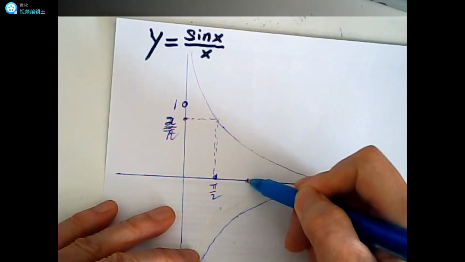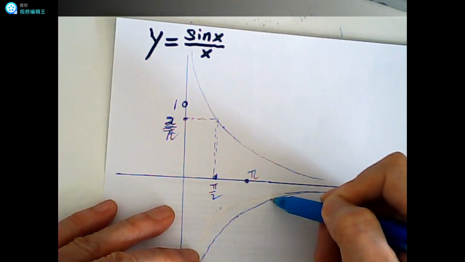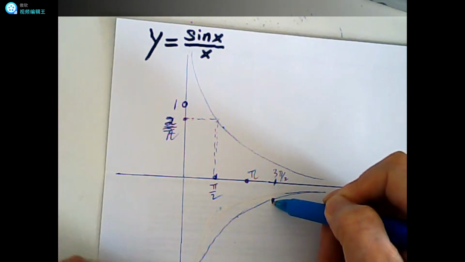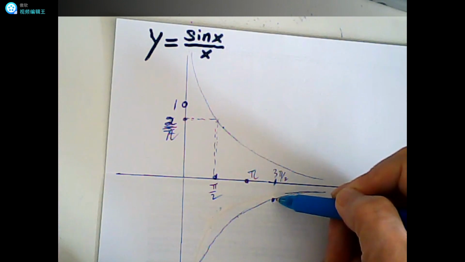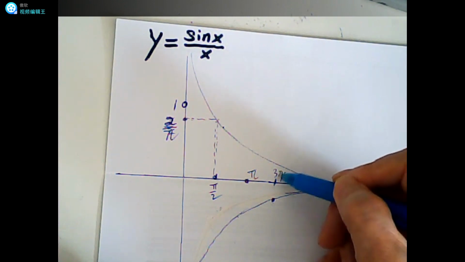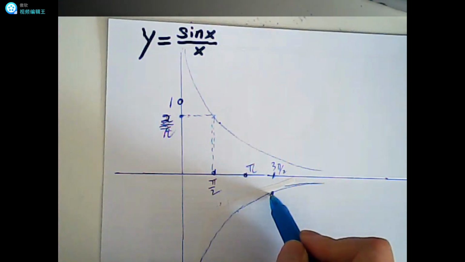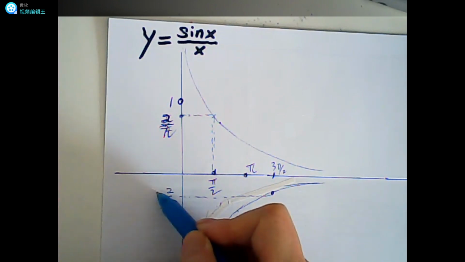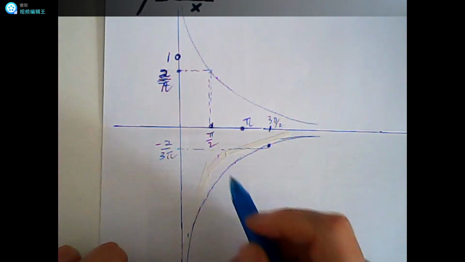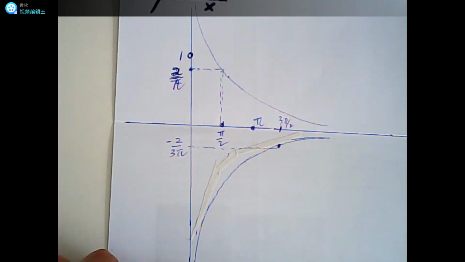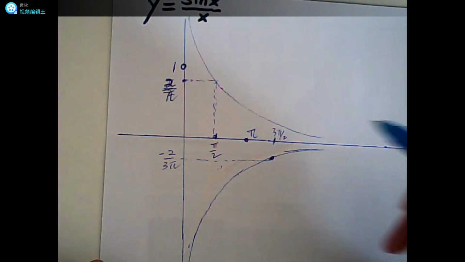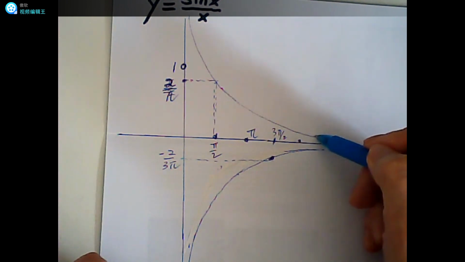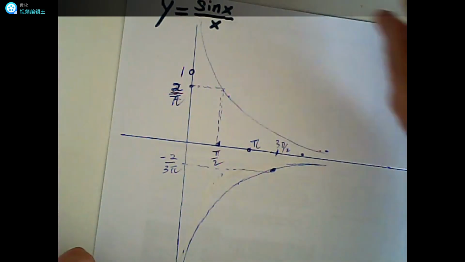Then for x equal to pi, this is 0, right? And then at 3 pi over 2, sine is negative 1, so negative 1 divided by that gives this point at negative 2 over 3 pi. Okay, do you see that? So this is the point, and so on. The next one is 0 at pi, then the next one. You see, that means the curve is oscillating.